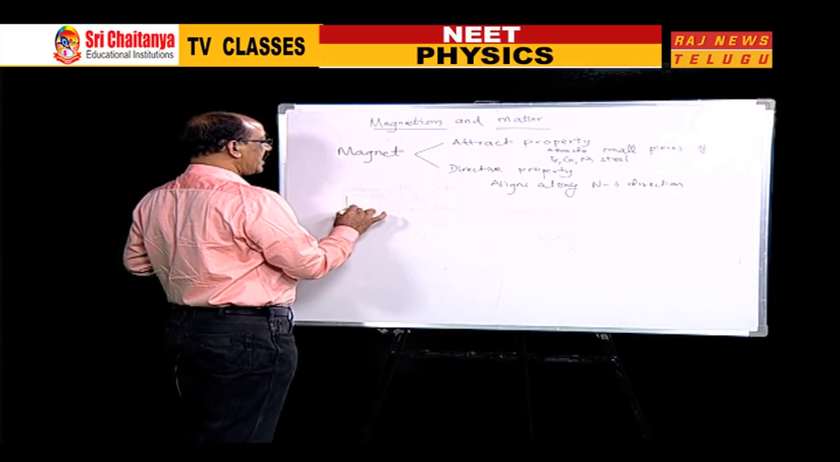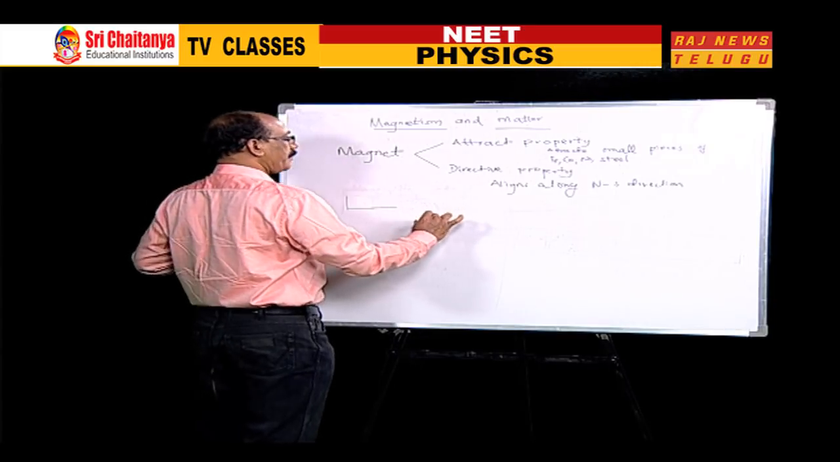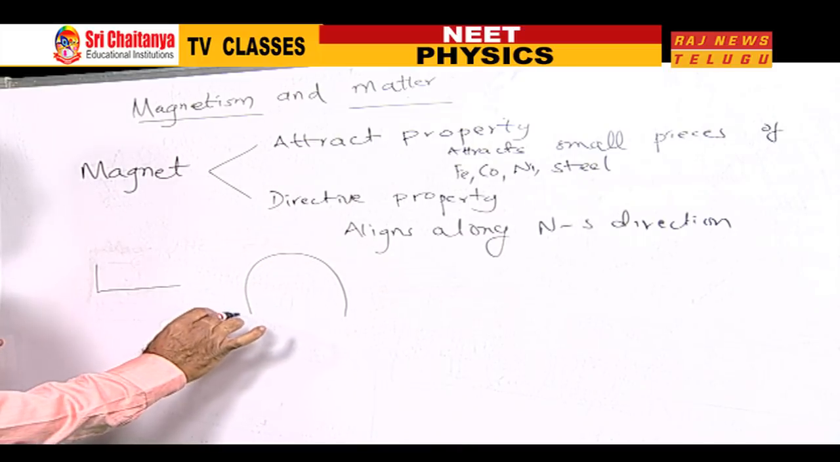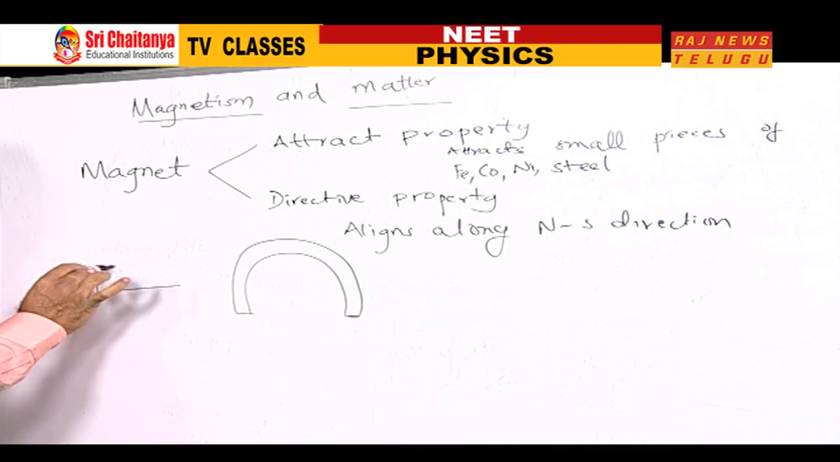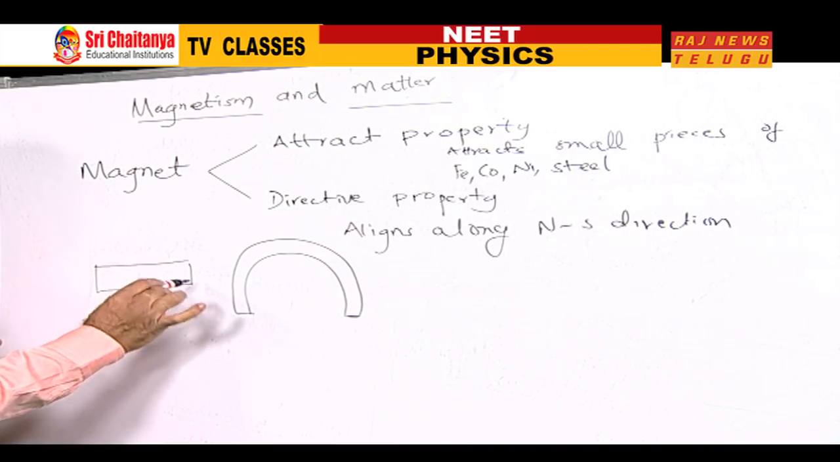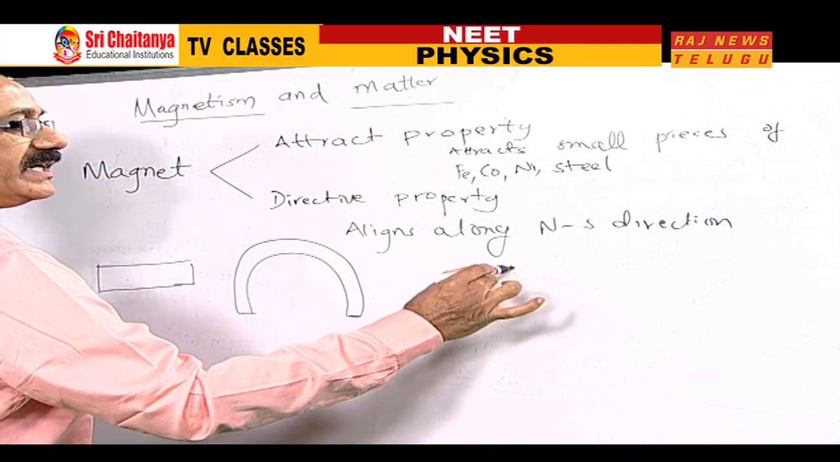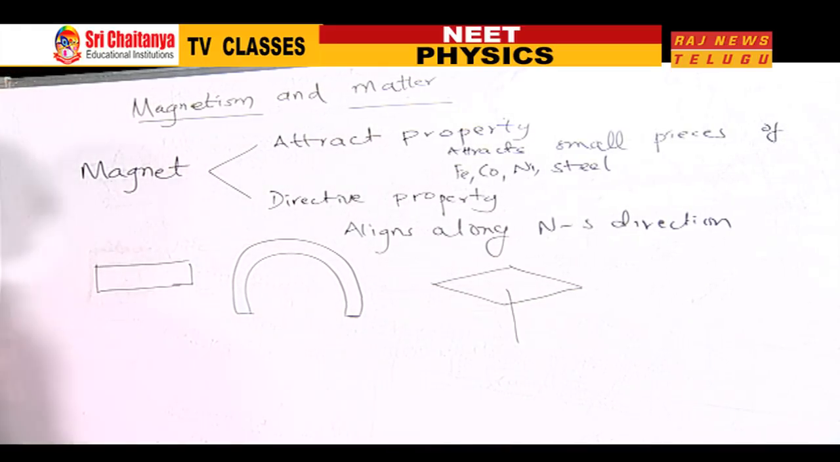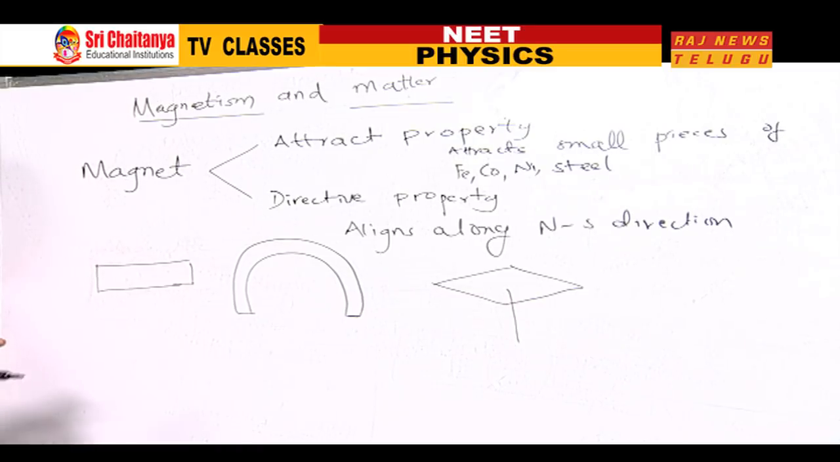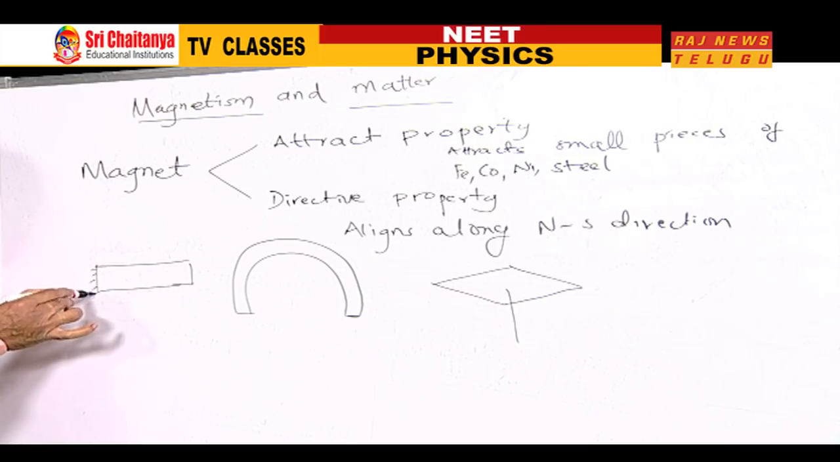One is the horseshoe magnet. It is in this shape. The other is the bar magnet and the magnetic needle, etc. When this magnet is dipped in iron filings and taken out, the iron filings cling to the magnet near its ends.